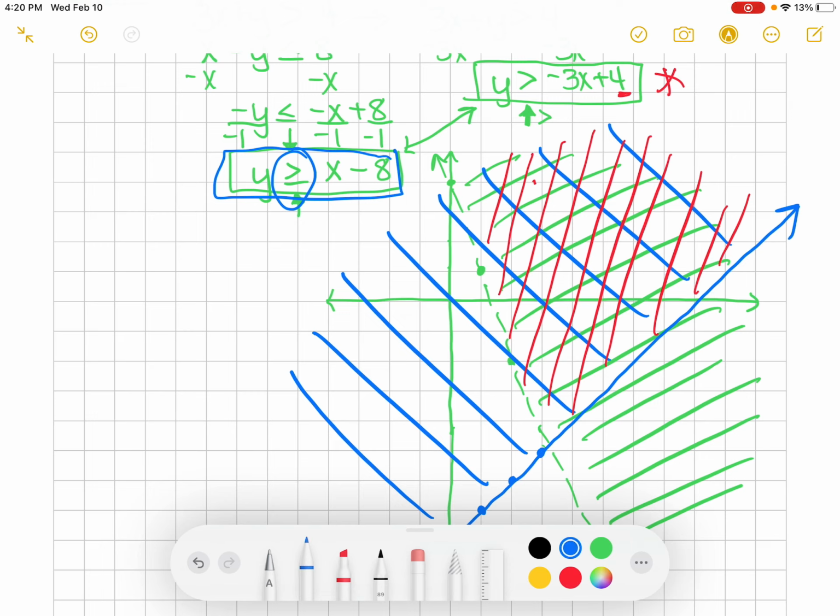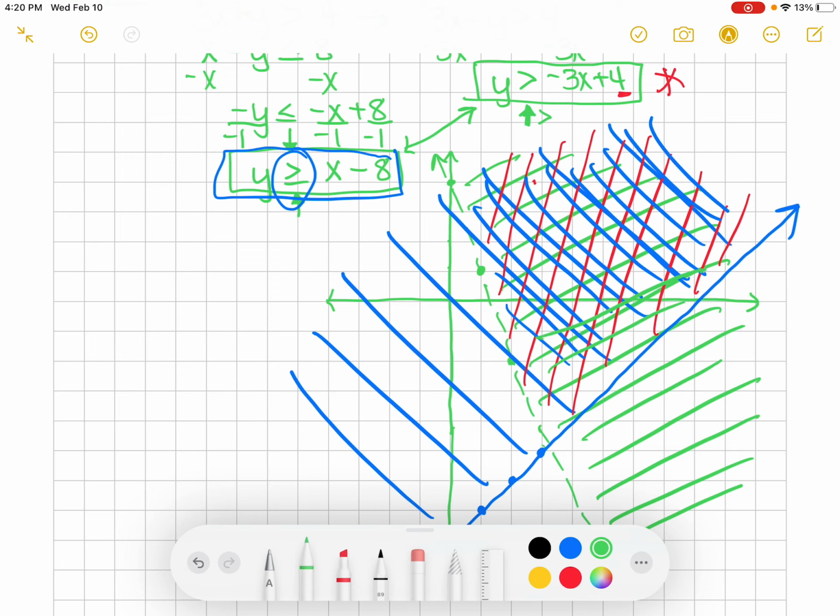So this part, and you can even shade it with more blue or more green. You don't have to do colors. You can do just your pencil, but make sure that it's darker in the spot where they're both crossing, because that is your answer. Those are all the points. Any point in this area right here is going to match up with both of those equations.